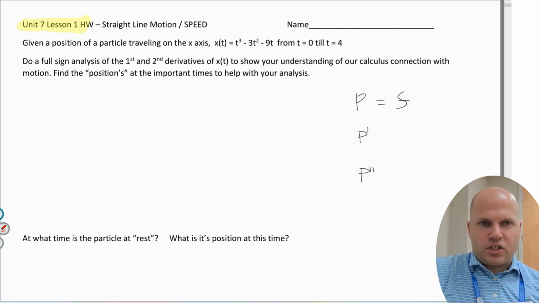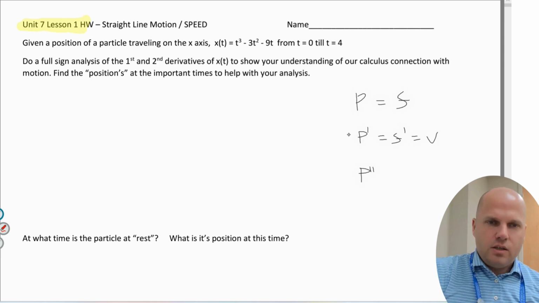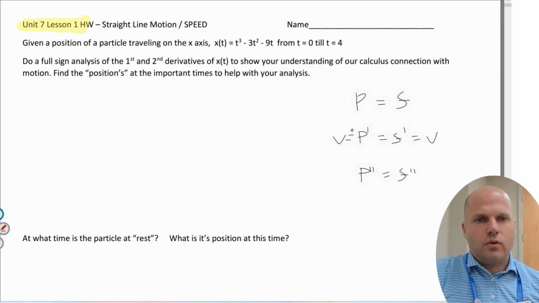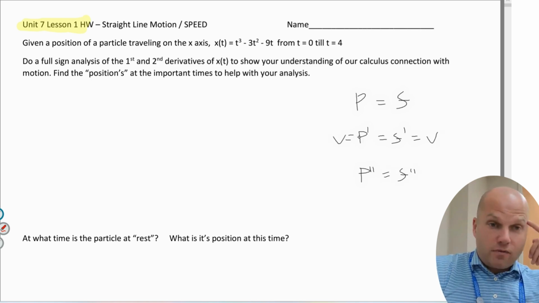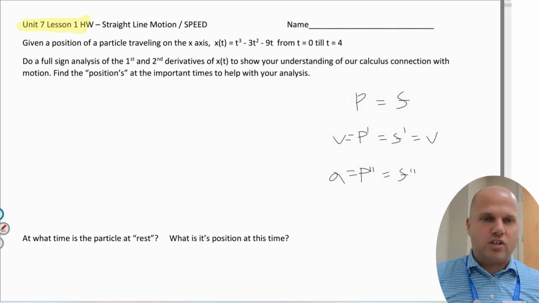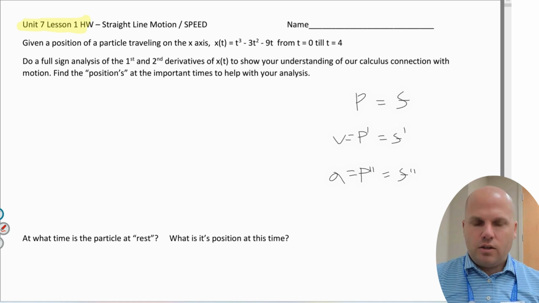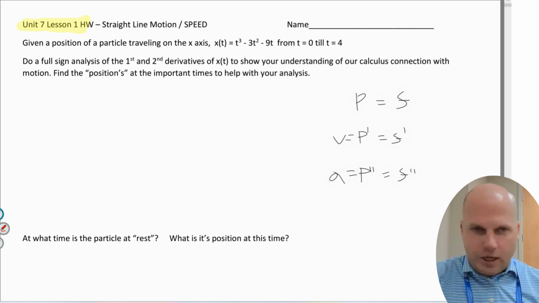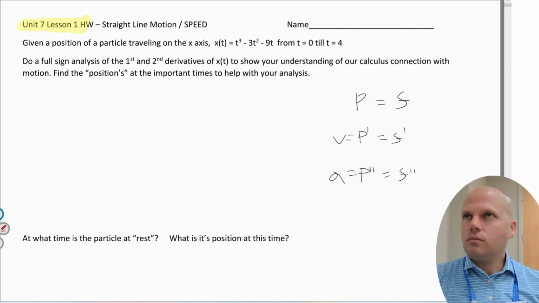Position, velocity, acceleration are just an original function, its derivative, and its second derivative. You can think of position as an f. You think of position's derivative as an f prime, which is like a v. And you can think of position's second derivative, or the rate of change of the first derivative, how velocity is changing, as acceleration.